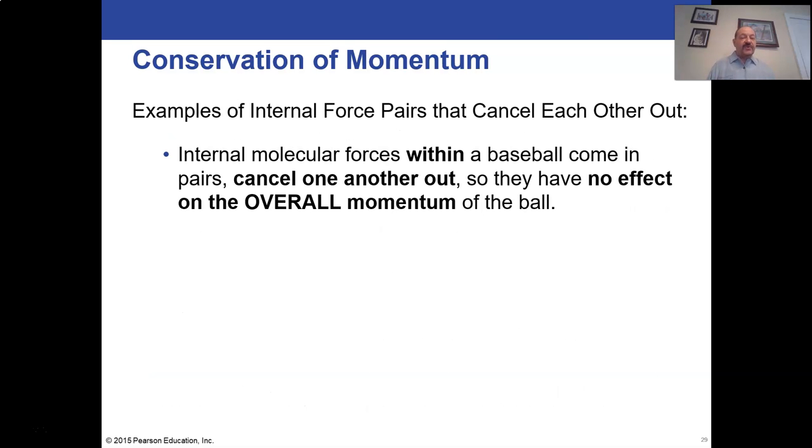So, examples of internal force pairs that cancel each other out. We've already talked about how internal force pairs cancel each other out with Newton's third law. And that is because they're both acting within the same system. They might be different particles. Particle A is imparting a force on particle B, and B is on A. But A and B are both part of the same system, like in the case of a baseball that has many molecules in it. These molecules are moving even when the ball is standing still. But the forces are all within the baseball, so they're all canceling each other out. If you have forces outside of the baseball, that will move the ball.